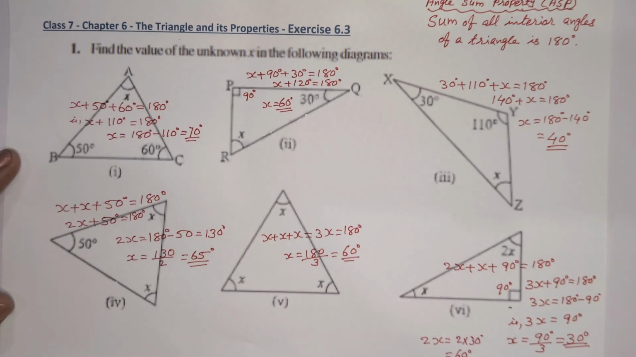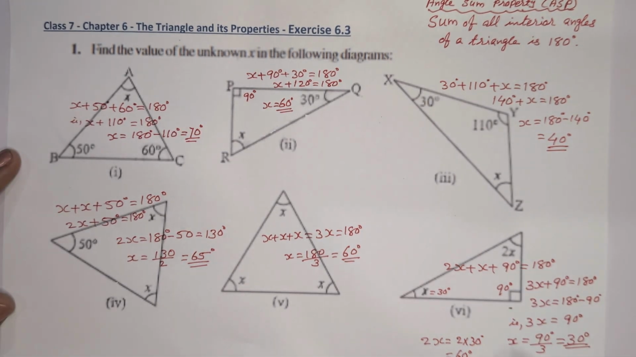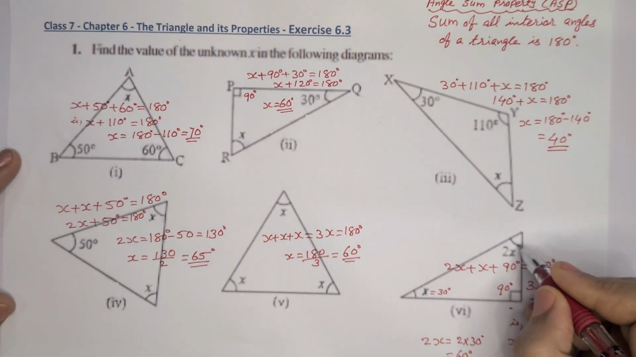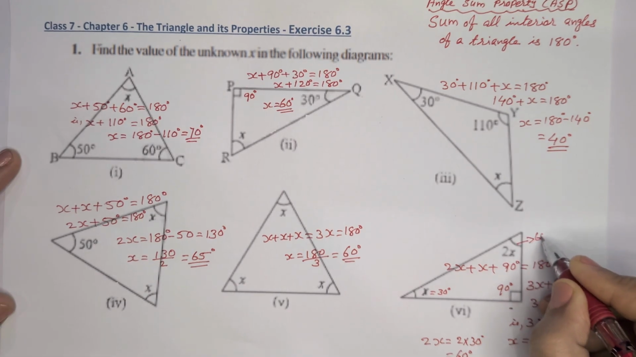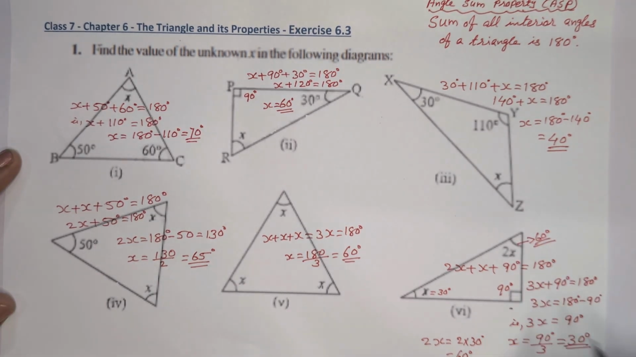Here one of the angles is x, that means this angle is equal to 30 degrees. And the other angle is 2x. 2x means 2 into 30, 60 degrees. So this angle will come as 50 degrees. This one is 90 degrees. Sum of all three is equal to 180.